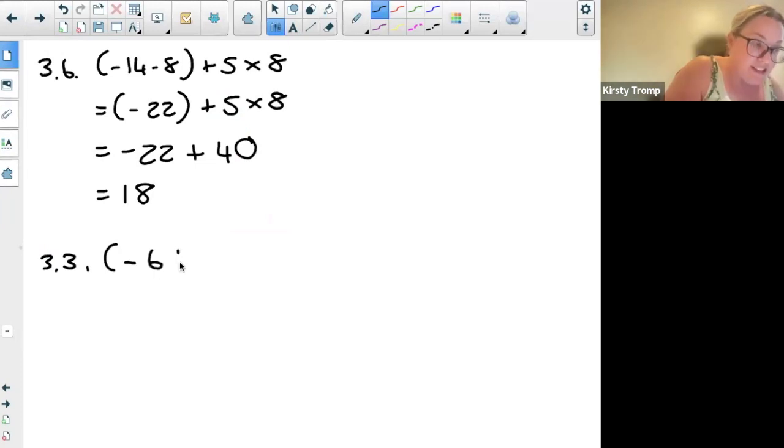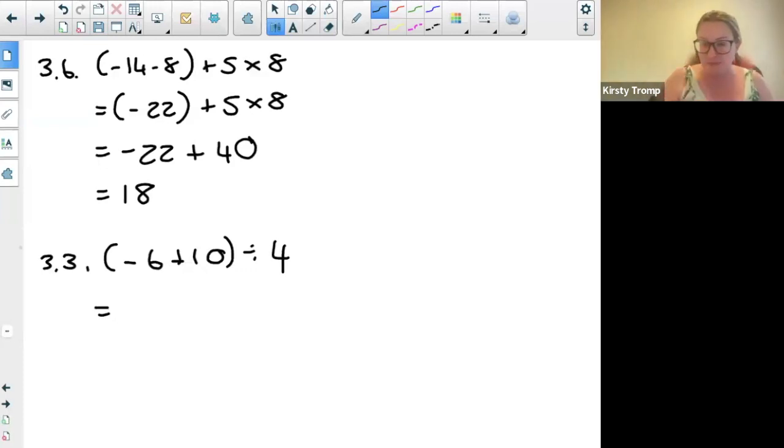So let's go. Negative 6 plus 10 divided by 4. Right, Azande, what did you do first? I started with the brackets. So I started with negative 6 plus 10, which gave me 4. Good. And then I divided 4 by 4, which gave me 1. Nice. Easy one. Straight out the gate. I like it. Well done, Azande. Thank you, ma'am. All right.